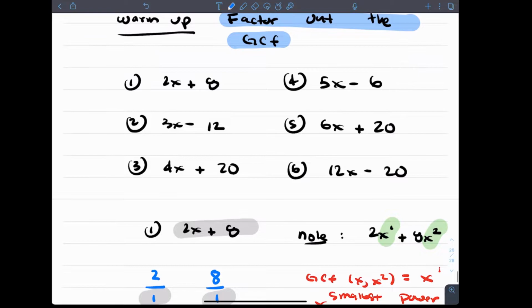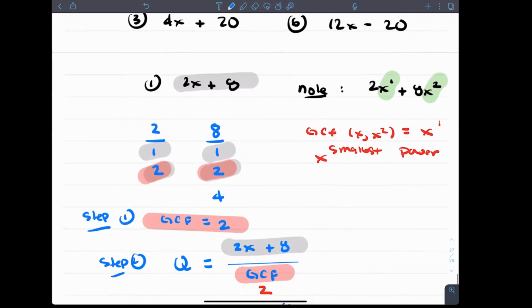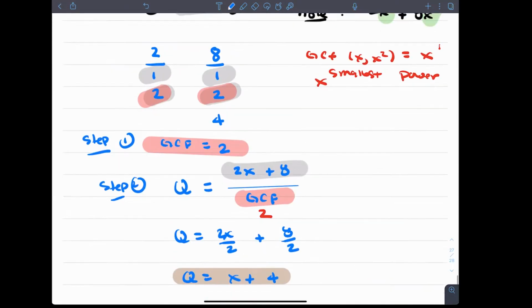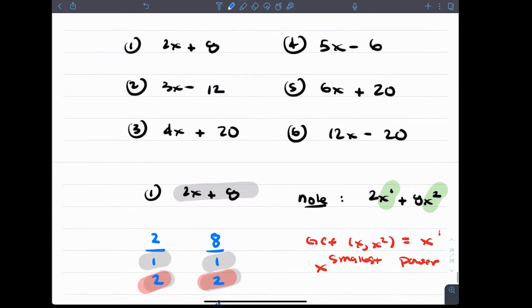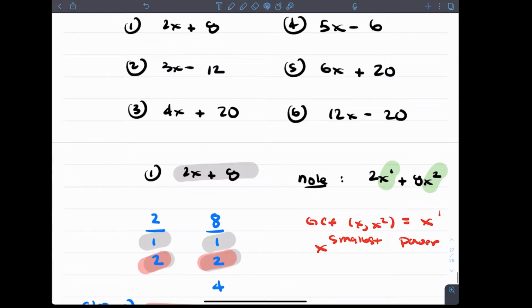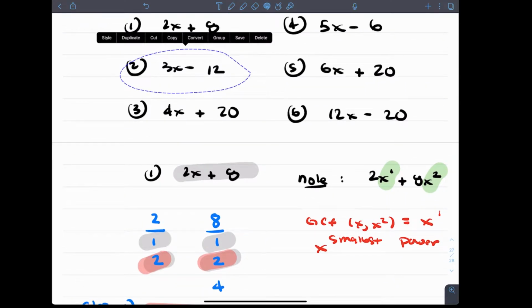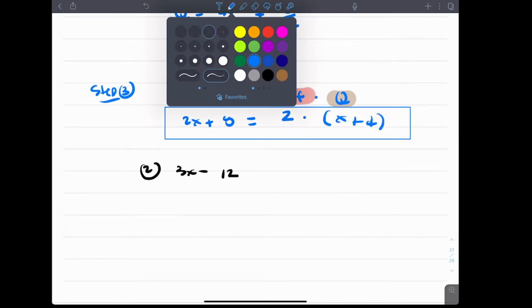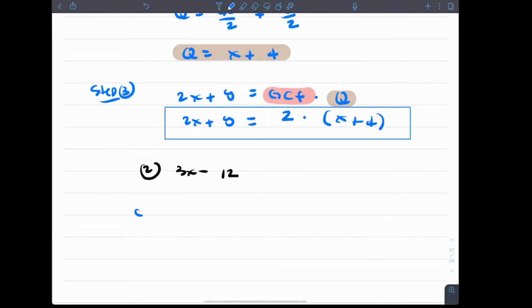So did you guys remember this process? How many of you guys got these answers here? Anybody here get these answers? Well, if you didn't, it's clearing out the what? The cobwebs. You guys okay with that? And then you got 3x minus 12. So I'm going to let you guys know you got 3x minus 12 now. So for 3x minus 12, let's go through the process, right? What's your greatest common factor here?